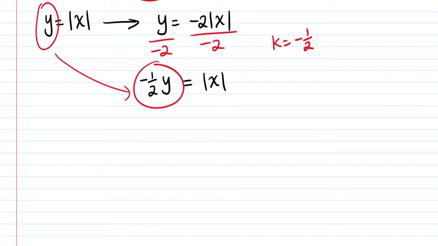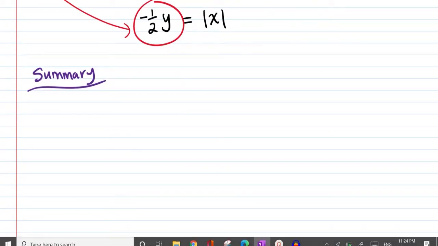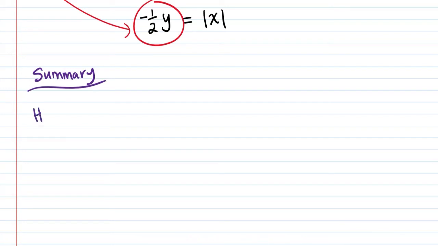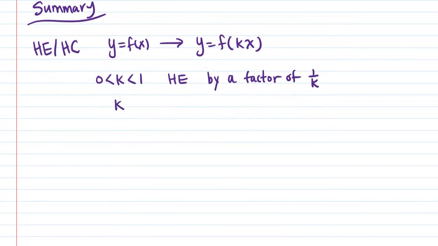So here is another summary for vertical expansion compression, or horizontal expansion and horizontal compression as well. For horizontal expansion and horizontal compression, when the k is between 0 and 1, horizontal expansion is happening by a factor of 1 over k. When k is greater than 1, then it's horizontal compression by a factor of 1 over k as well.